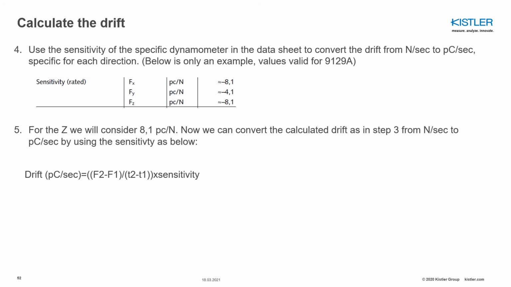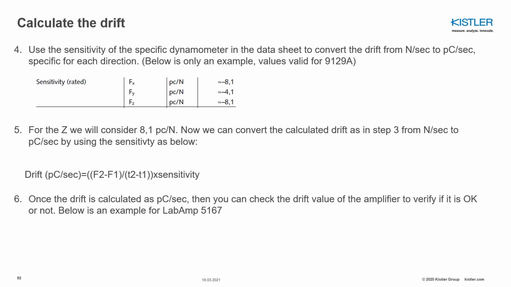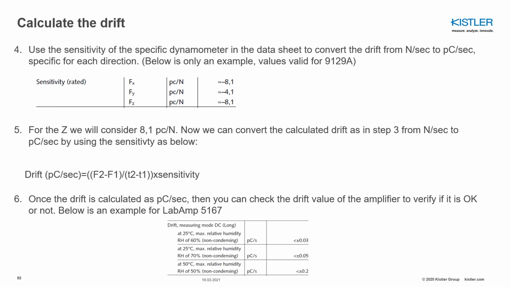And the reason we do this is the last step, and that is the electronics. In this case, for instance, the amplifier has a drift which is given in the data sheet, as you can see here. So by calculating the drift from the real measurement and then converting to picocoulomb per second and double checking with the drift that is given in the data sheets, we are checking if that drift is normal or not.